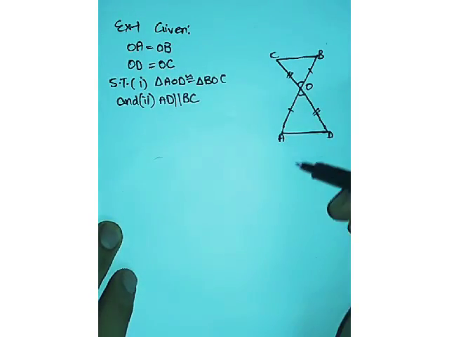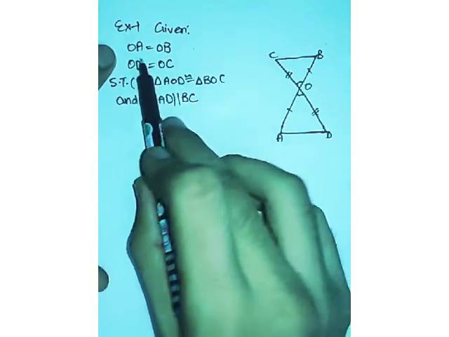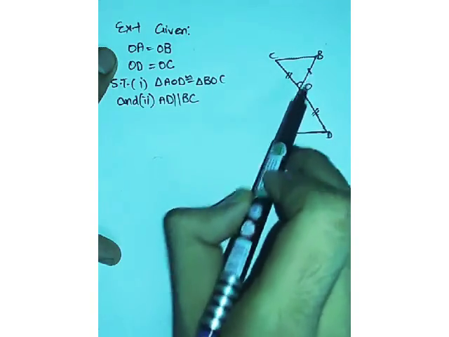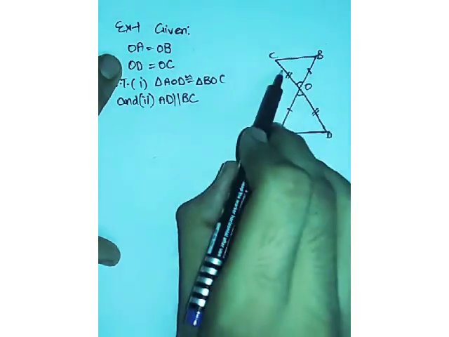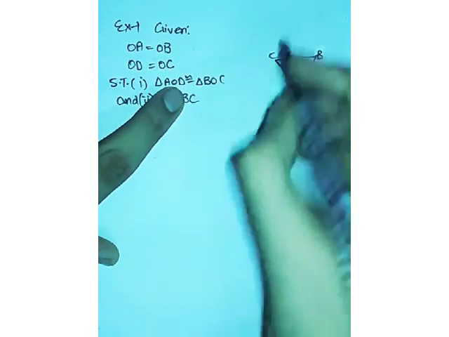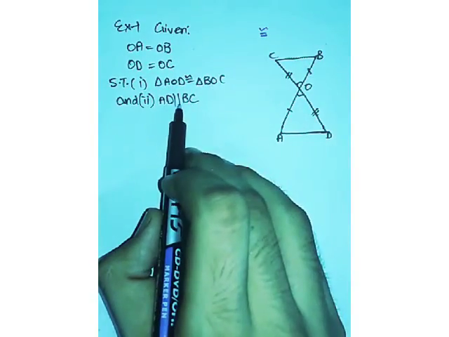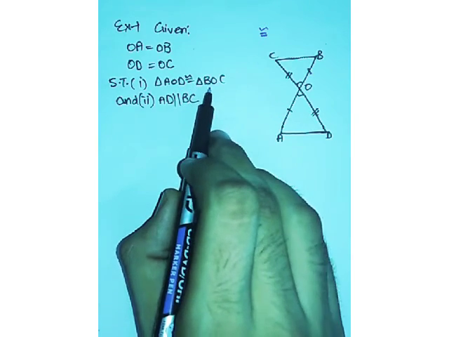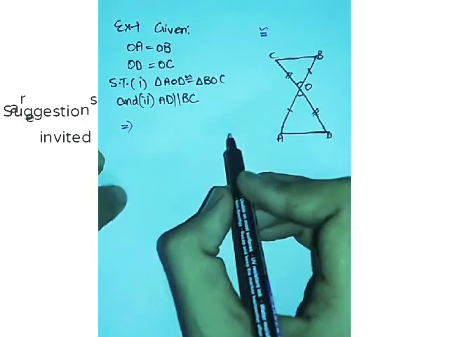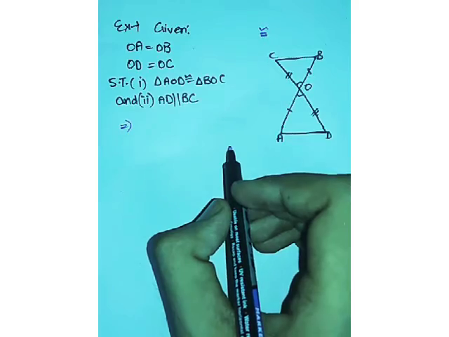Now this is the diagram given in the first example, and what are the given conditions? OA is equal to OB, and also there are lines drawn which means these two sides are equal. OD is equal to OC. We have to prove that triangle AOD is congruent to triangle BOC. Now this is the sign of congruency. Now we have just studied our SAS congruency rule, which states that two sides and one angle of both triangles must be equal to each other.